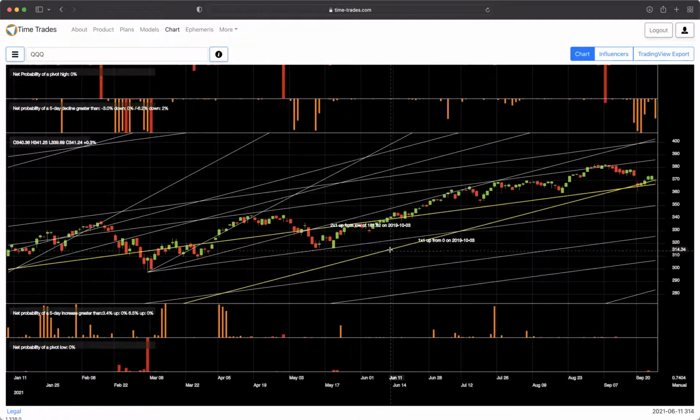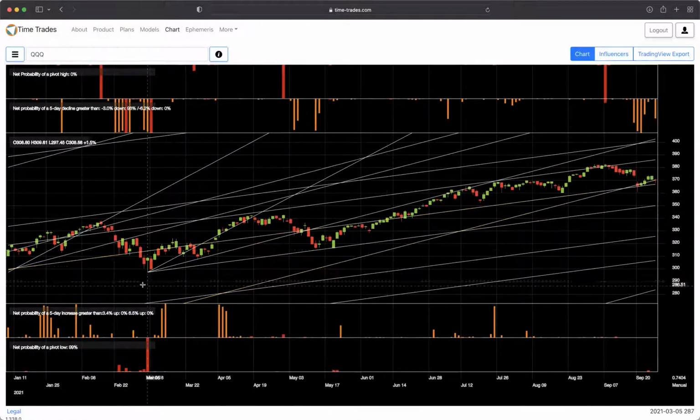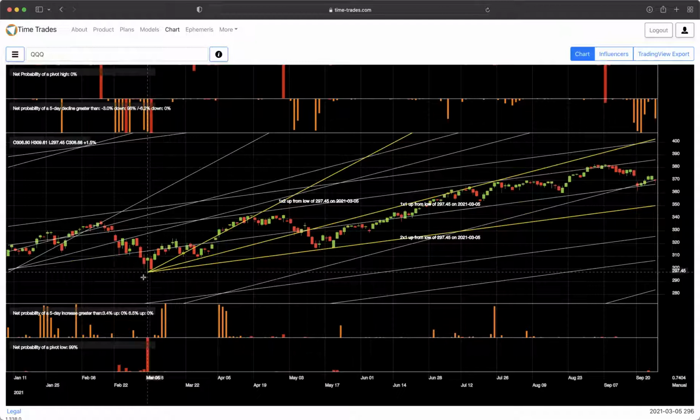Okay, so when you mouse over these, you can see a little bit of text pop up that's probably a little small. This says this is the 1x1 up from 0 on 2019 1003. So when we set a low of a Gann fan, we draw actually 2 fans. We draw 1 fan from the actual price low, and we draw a second fan from 0.